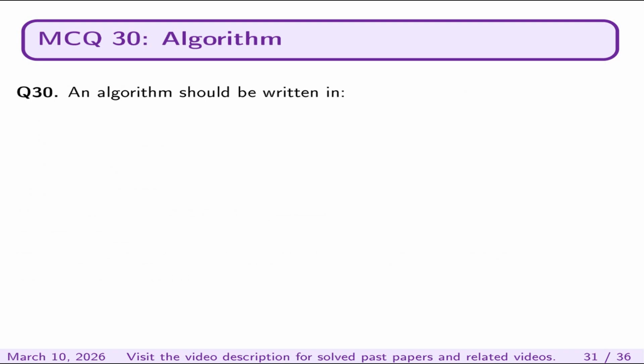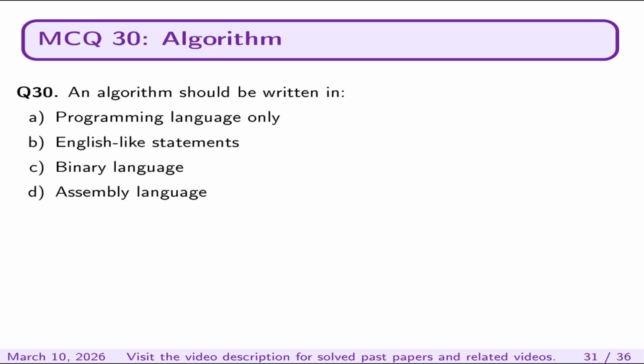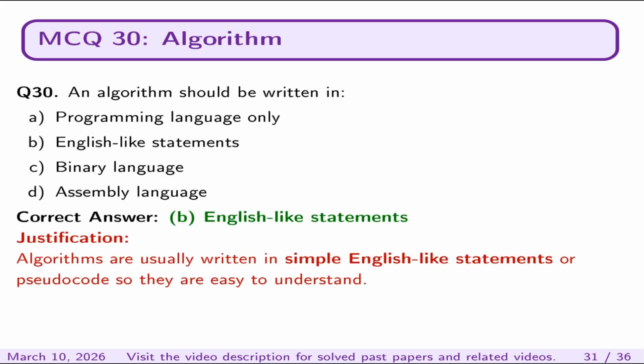Question number 30. An algorithm should be written in programming language only, English-like statements, binary language, assembly language. The correct option is English-like statements. Algorithms are usually written in simple English-like statements or pseudocode, so they are easy to understand by the programmer or other people.